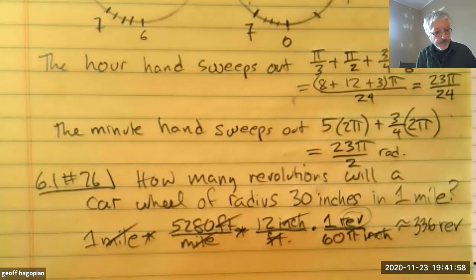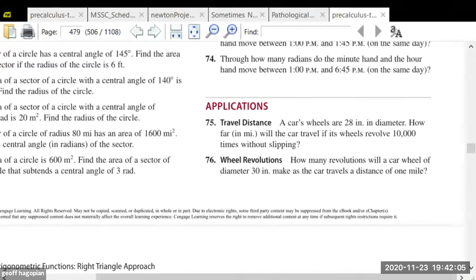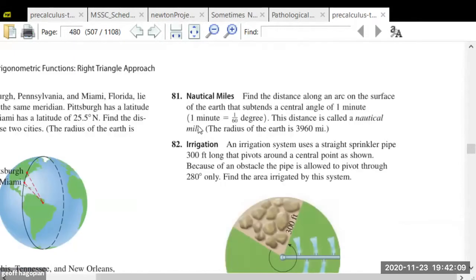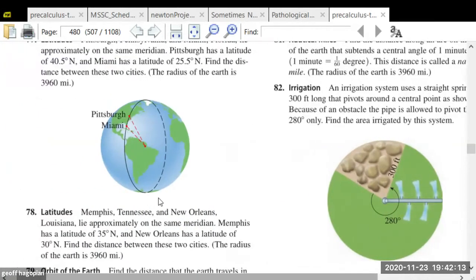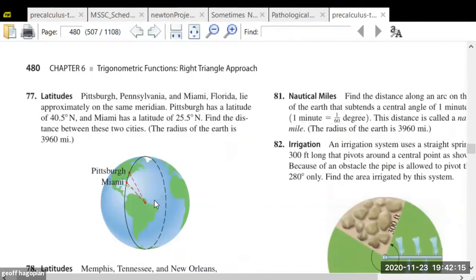Okay, so I think that takes us through 6.1. Let's briefly see if there's anything in 6.2 which we haven't already learned. Oh, there's more applications here. Sorry, I didn't realize it. Oh yeah, look, Pittsburgh, Pennsylvania, anybody? Yeah.